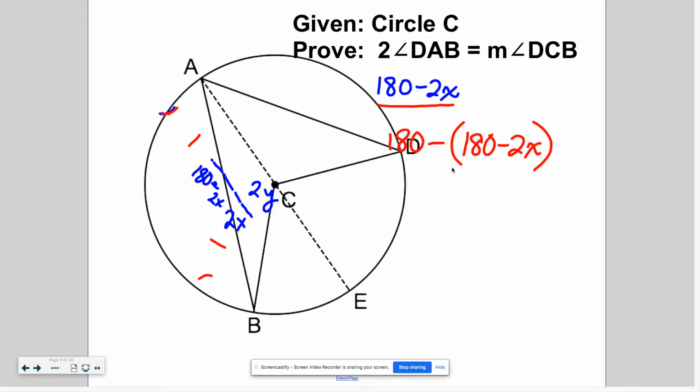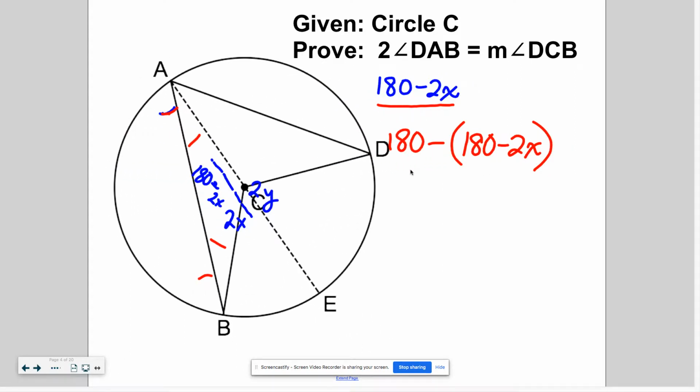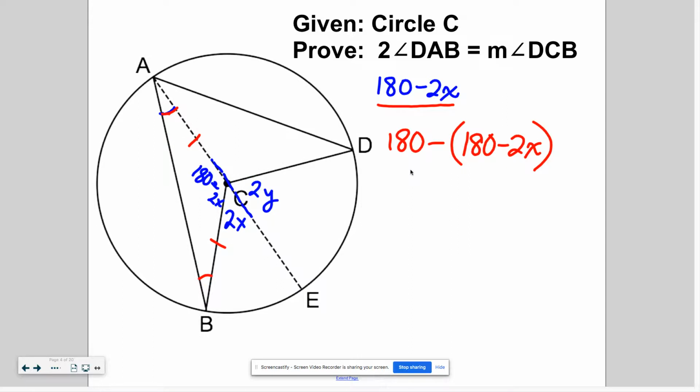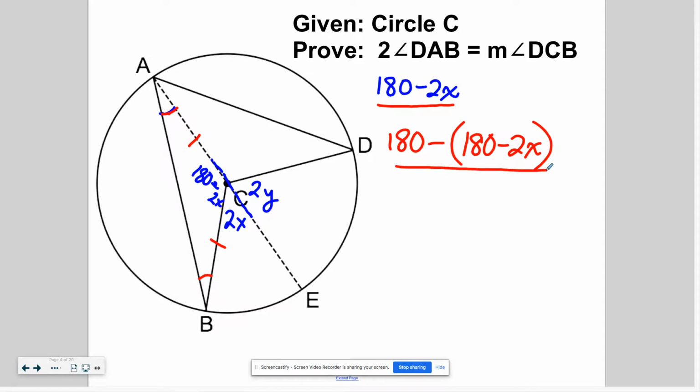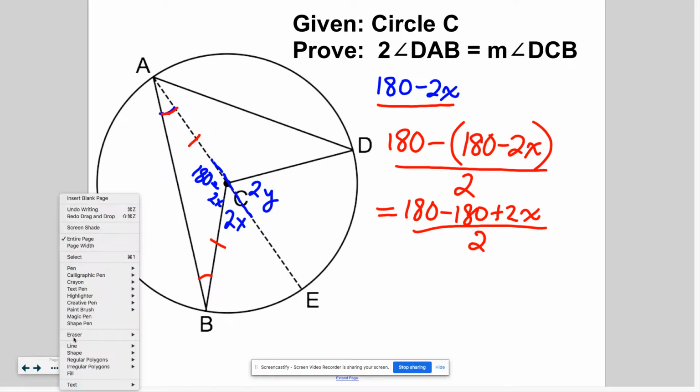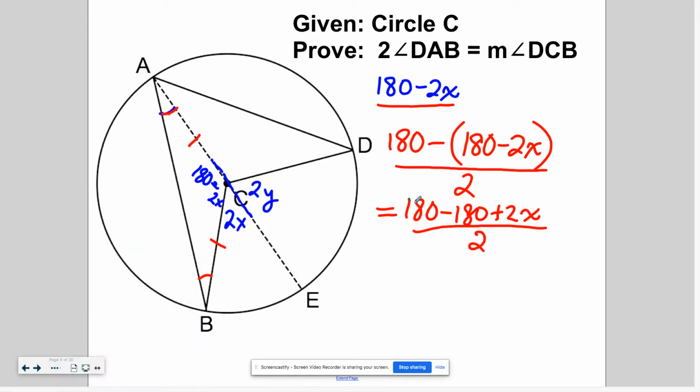So what's left over, if I divide, oops, didn't want to do that. Let me fix that. If I divide that leftover piece by 2, because we have an angle B and an angle A, that will give me one of those angles. Now it's just a matter of simplifying this down. So 180 minus, let me distribute the negative, so minus 180 plus 2x, over 2. I distributed the negative. Hopefully you'll see that these 180s cancel off. And then you'll see that the 2s cancel. And this just equals x.